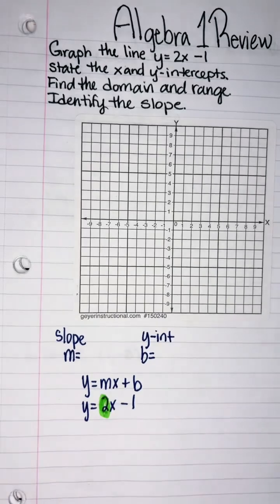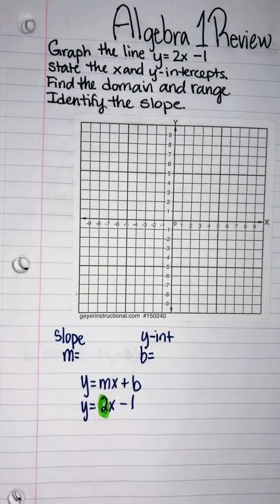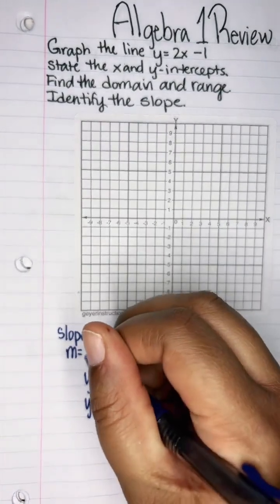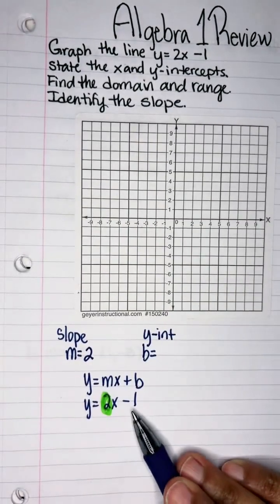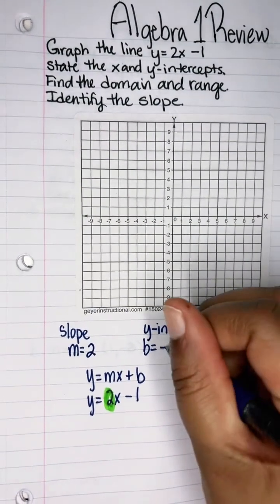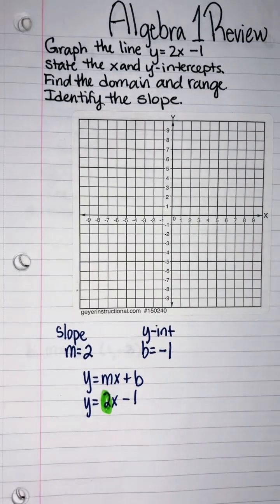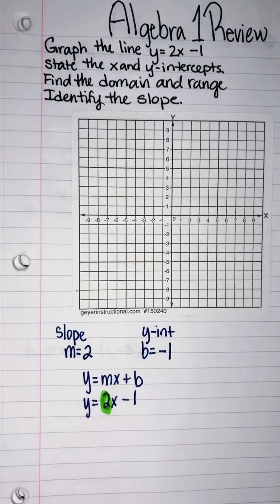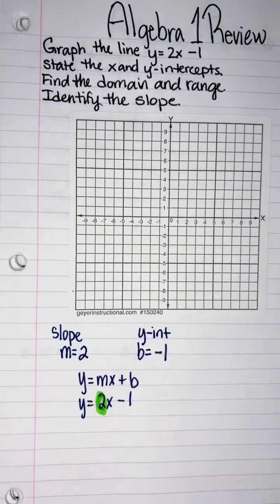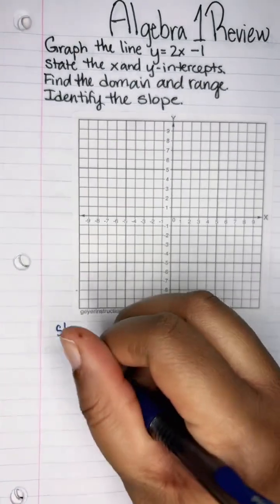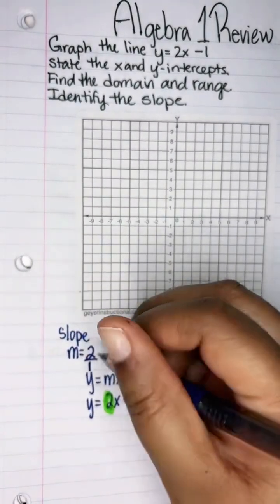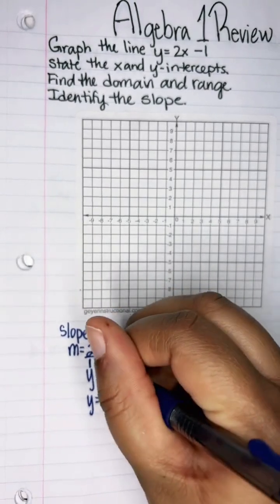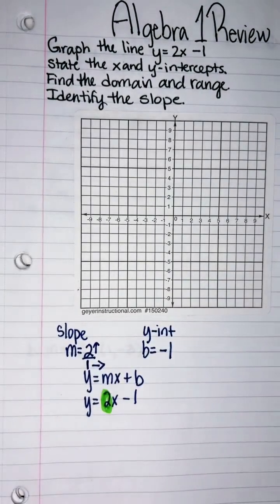This is our m, which is always attached to the x. And then this is our b, which is our y-intercept, as negative 1. Okay, so remember our slope is always a rate. So we could write this as 2 over 1. And we rise 2 and we run positive 1.